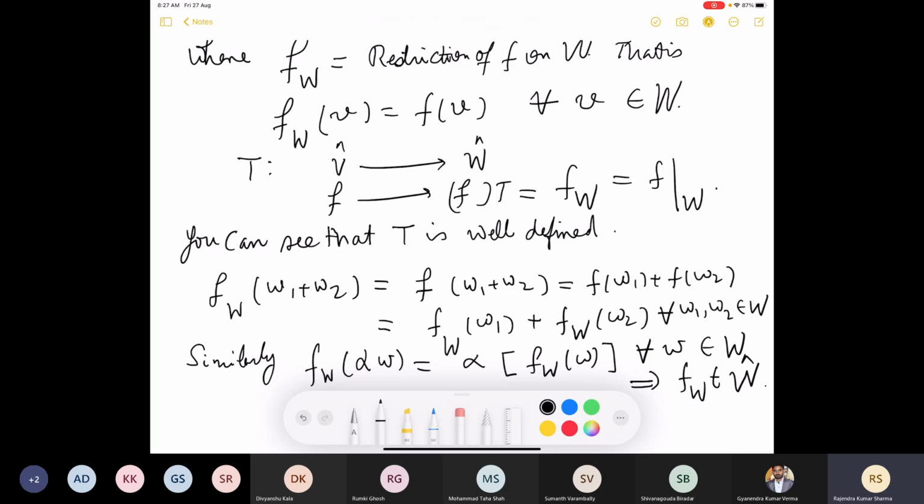Okay, you can also see that if f and g are equal, in that case, their images f and g under T are also equal. So the map is well defined. That is easy to see. Now, what we want to make use of is that T is a homomorphism of V hat into W hat, and its kernel, we shall show, is actually the annihilator, and that will do the job.